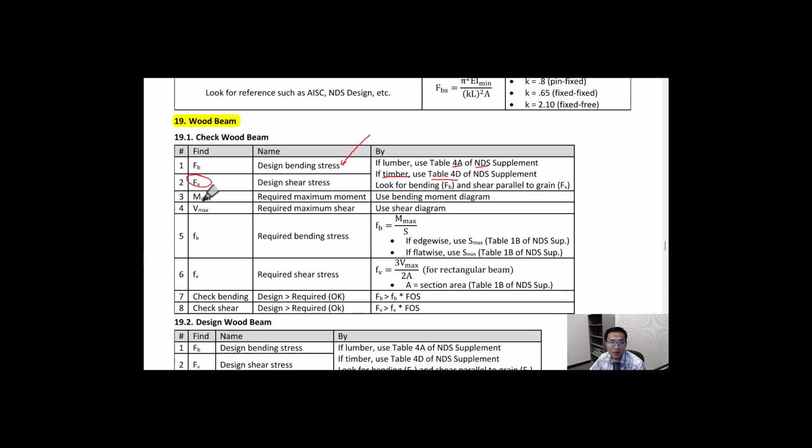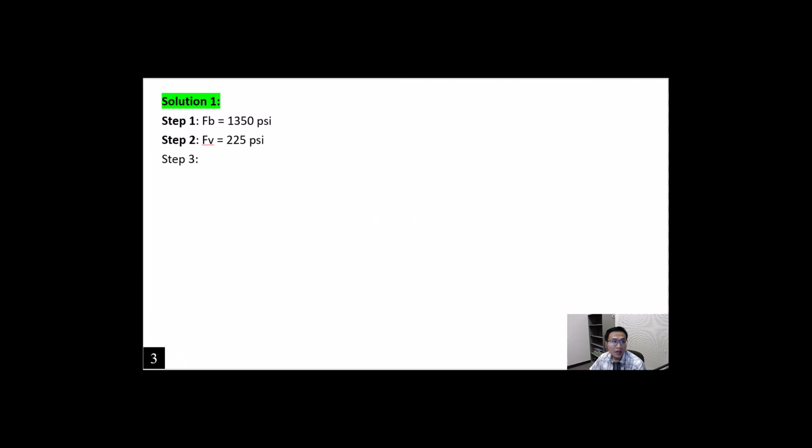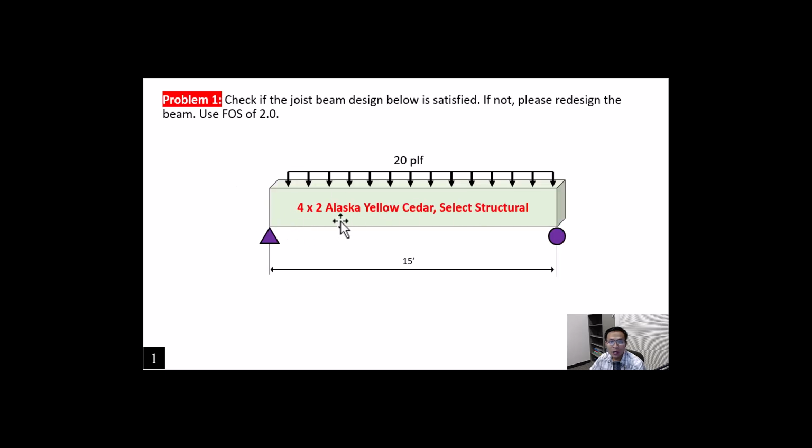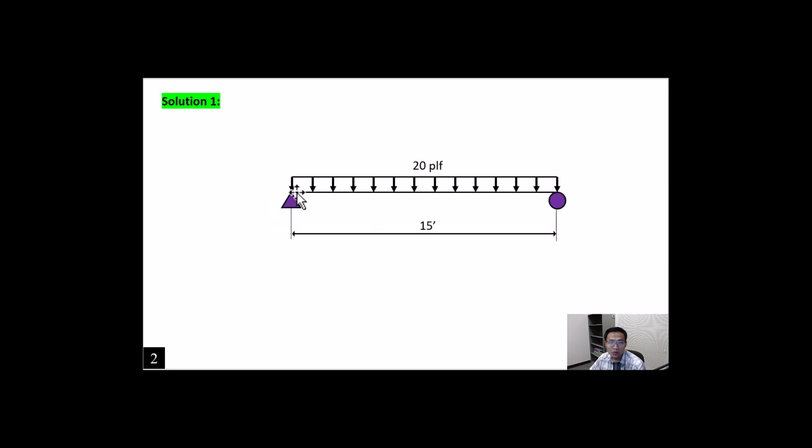Step 3, we need to calculate M max, and step 4, we calculate V max using the bending moment diagram and the shear diagram. As you can see over here, this one is a simple beam. If I draw this in the normal case we did for shear and bending moment diagrams, it will look like this. For this one, you can use software or you can use a reference. Last lesson, I used the reference, so maybe in this lesson, let's try to use software. But keep in mind that you can use any method. This one, you can even use the manual method.